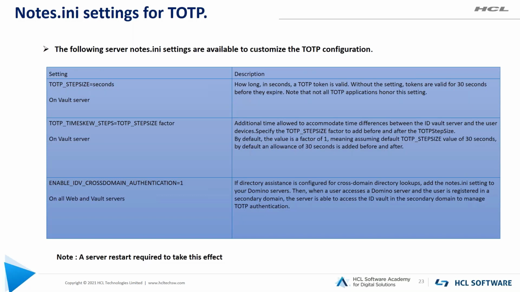Another one is TOTP time queue steps. Additional time allowed to accommodate time difference between the ID Vault server and the user device. The last one is enable IDV cross-domain authentication. This entry is to be used if you are using TOTP for cross-domain infrastructure. The first two INI entries are to be added on the Vault server, and the last one needs to be added on all Vault and web servers. Moving to the next slide.